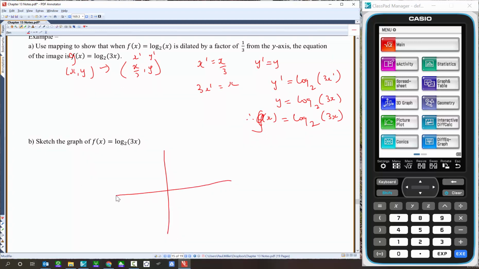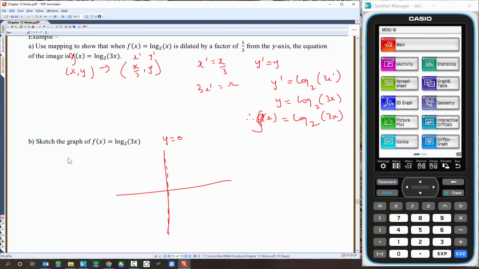So we've got our original log function here, and there's no translation left or right, so that'll leave the asymptote sitting right in that spot there. And we're going to note that the x-intercept occurs when y is equal to 0. That's 0 over here. 2 to the 0 is 1.